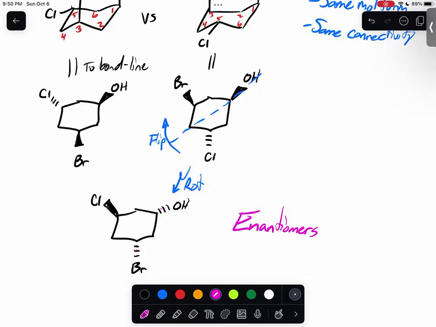You could have also figured this out by doing R and S labeling for the stereocenters. You would find that for the chlorine on this side, it was R, the OH was R, the bromine R, and on the other side, the bromine was S, the OH was S, and the chlorine was S. But when you're looking at these chair conformers, I highly, highly recommend you take them into bond line, because there's no way you're going to be able to tell whether or not these are the same molecule or different unless you take them into their bond line conformations. That being said, we still have more examples to go through.